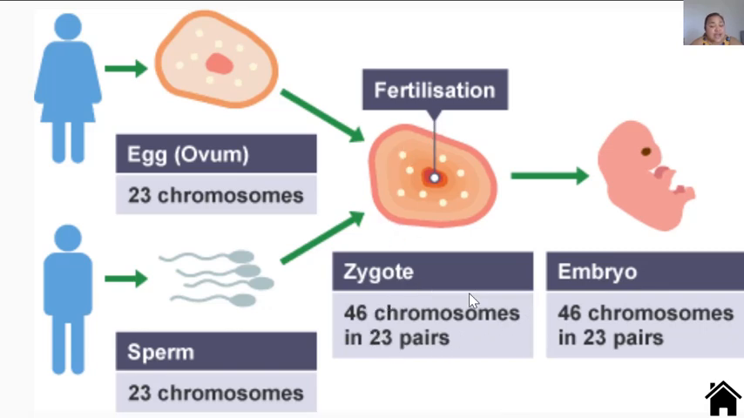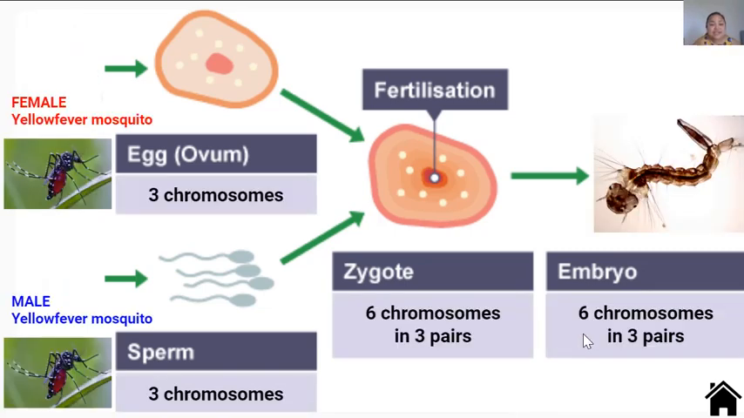Then remember, this zygote is just a single cell. Once a single cell multiplies, it becomes an embryo. And the embryo also has many cells with 46 chromosomes inside each cell. Now this diagram looks slightly different to the one before because this is a different species.